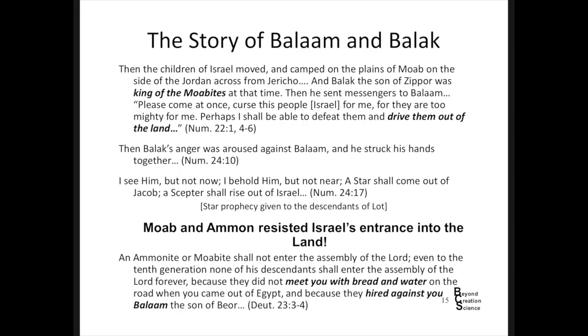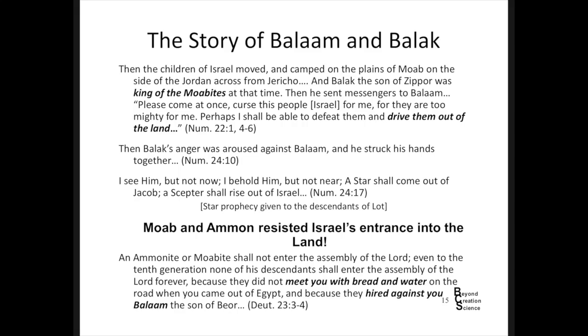Balaam and Balak follow the context. What concerned Balak, king of the Moabites, in Numbers 22? Well, he says it. Then the children of Israel moved and camped on the plains of Moab on the side of the Jordan across from Jericho. And Balak, the son of Zippor, was king of the Moabites at that time. Then he sent messengers to Balaam, please come at once and curse this people, Israel. For they are too mighty for me.